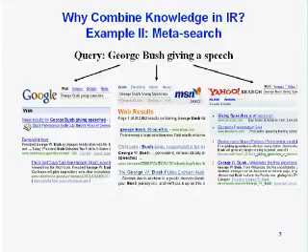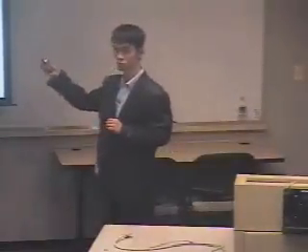Okay, let me show you another example of why combination of knowledge sources is very important. This is related to meta search, of which the basic idea is trying to combine the output of multiple search engines. So let's take this query: George Bush is giving speech. And you submit this query to the three most popular search engines in the world. Then you will be surprised how different the results you get from all these search engines.